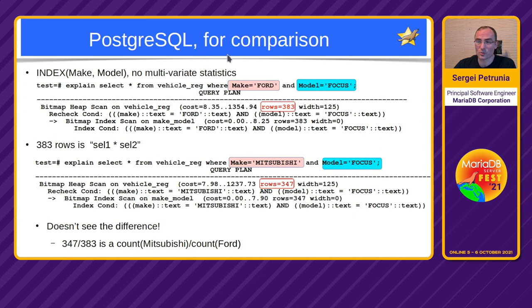If you compare that to PostgreSQL, or say a typical database without multivariate statistics, you get rows 383, which is basically the fraction of Fords multiplied by the fraction of Focuses, which is way smaller than the reality. And if you try Mitsubishi Focus, you get a slightly lower estimate of 347, which is just the difference explained: the fraction of Mitsubishis multiplied by the fraction of Focuses. So you see that the optimizer is not able to get a good estimate from single column statistics.